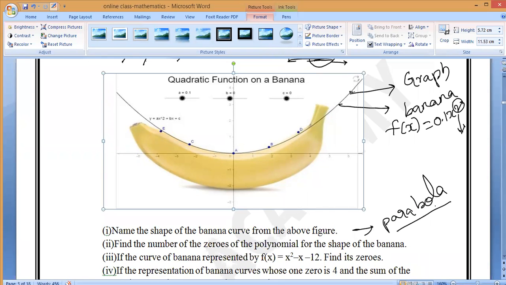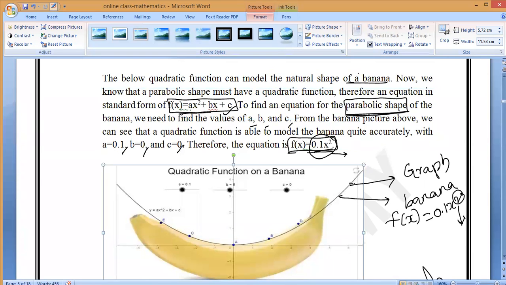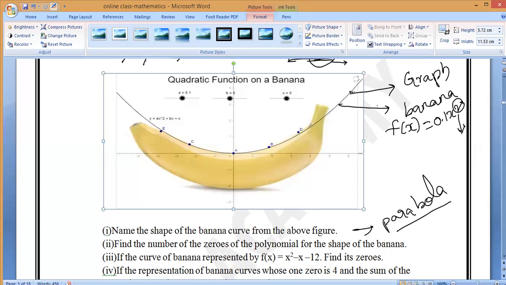Read out the first question. Parabola, already mentioned, parabolic shape. Correct? The first question's answer is parabola. Do you understand or not this question? Yes, ma'am.